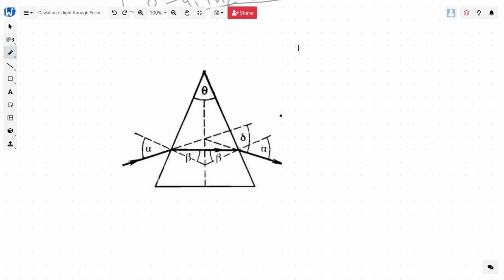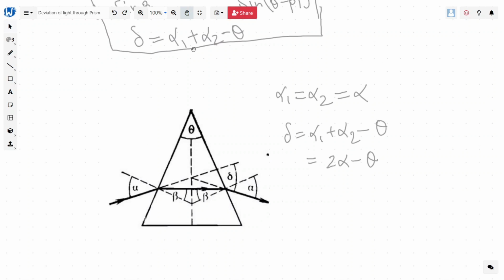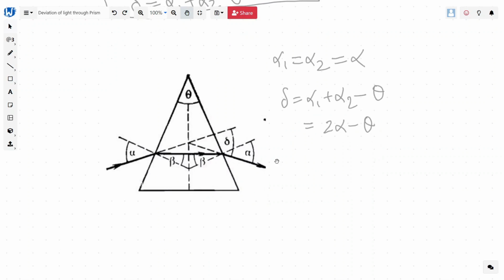So alpha 1 is going to be equal to alpha 2, and we are going to call it alpha. Now the delta we know is alpha 1 plus alpha 2 minus theta. So in this case it is going to be 2 alpha minus theta, right? So this was our third equation which we wrote here. Delta was alpha 1 plus alpha 2 minus theta, so we just substituted for this particular case, and we have our new delta in this case.